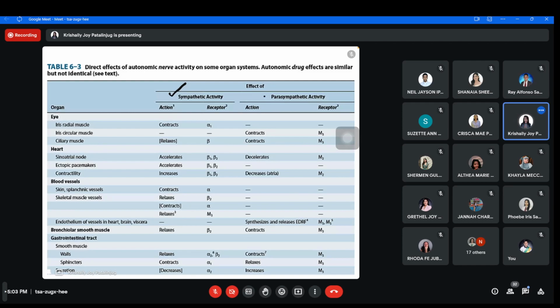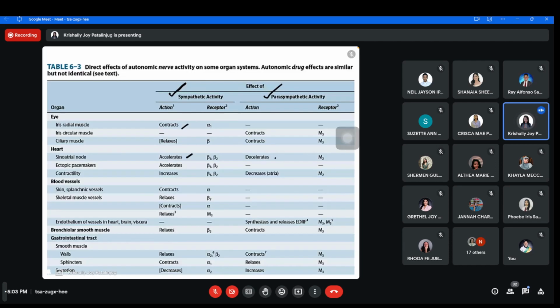Now, again, it is already your task, class, to memorize this table. Okay? It's purely memorization. If you cannot really master the actions, the responses under sympathetic, you cannot answer parasympathetic. So I have a technique to share to you. How will you memorize it? Kasi sabi ko nga magka-antonyms lang naman yung effects nila. Halimbawa, contraction sa sympathetic, accelerate sa sympathetic. Sa parasympathetic, it's decelerate. So parang ganun lang, antonyms sa each other yung effects nila.